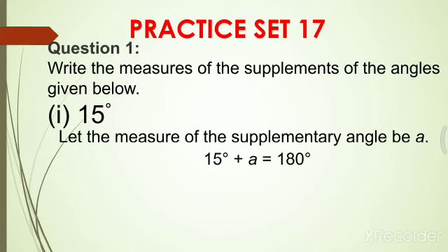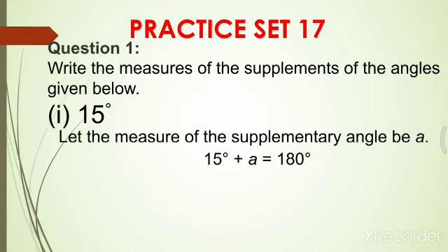Now from where have we taken 15? It is given in your question. A we had assumed, and 180, as we have studied that the measure of supplementary angles sums to 180 degrees. Clear? So that we have written. Now in the next step what will you do? This 15 we will take to the right hand side.